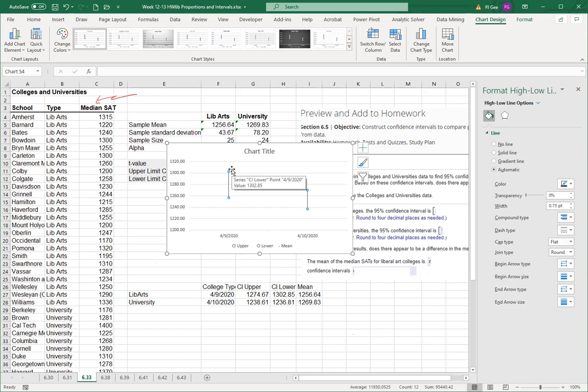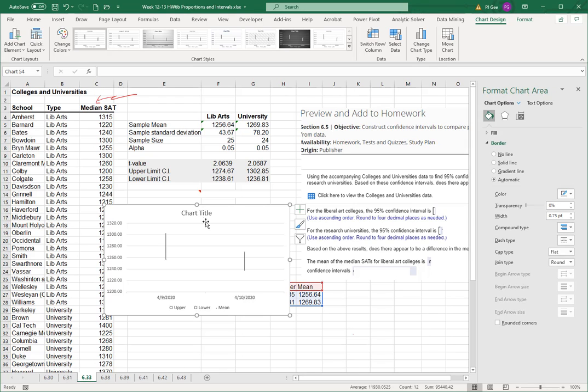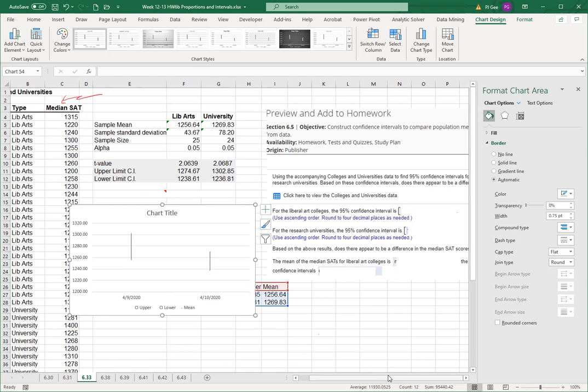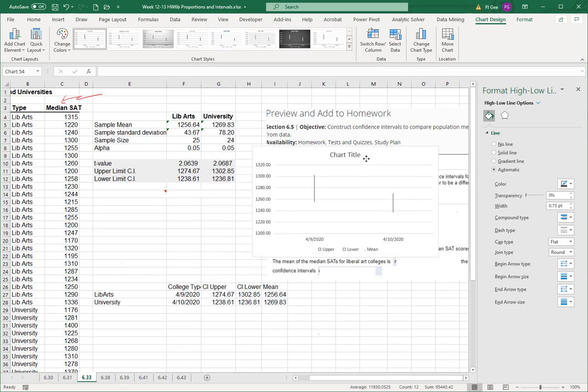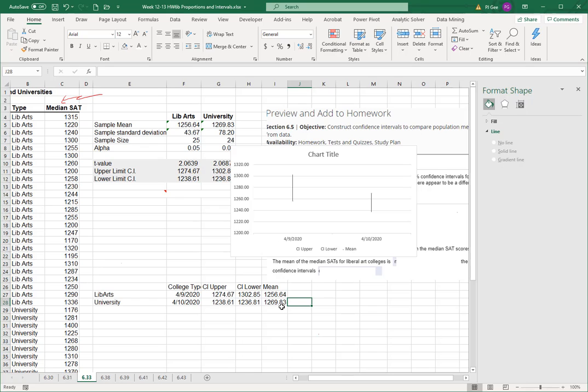Okay, so that's going to come up, and what did we do that for? That should help us with one of the questions here: based on the above results, does there appear to be a difference in the median SAT scores? Well, you would know if there was no overlap. So the high end, which one was lower? Which ones are we looking at here? The high here was the higher numbers.